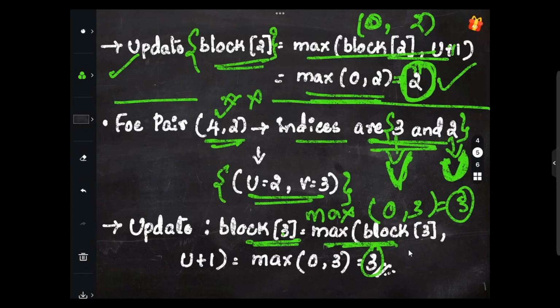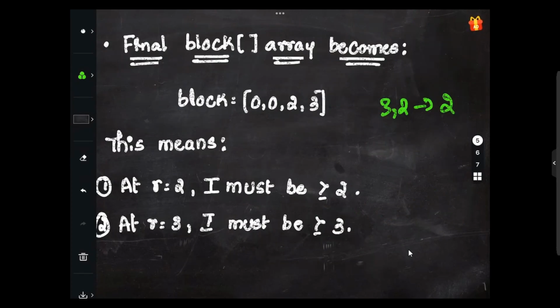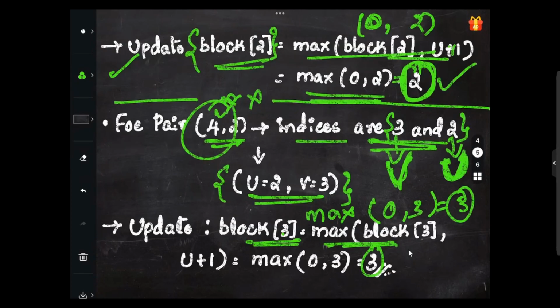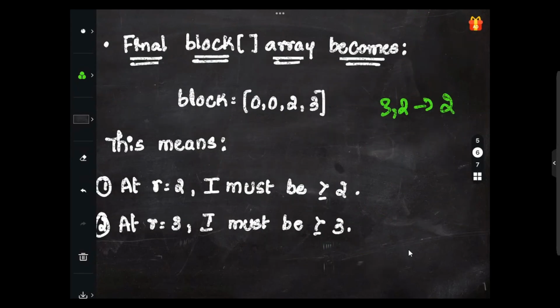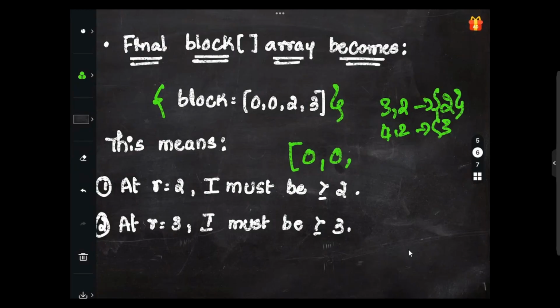And for the second pair 4 comma 2, we have got the max 3, right? So the final block array becomes now 0 0 2 3. The value we have is 0 0 and the max we have got is 2 and 3. The first pair consists of the max value 2 and the second pair consists of the max value 3. So this will be 0 comma 0 comma 2 comma 3.